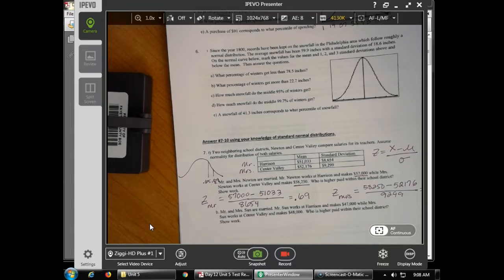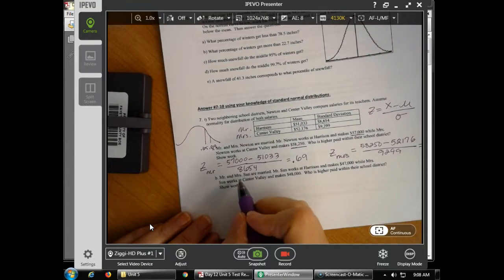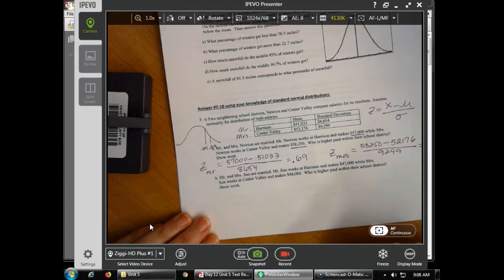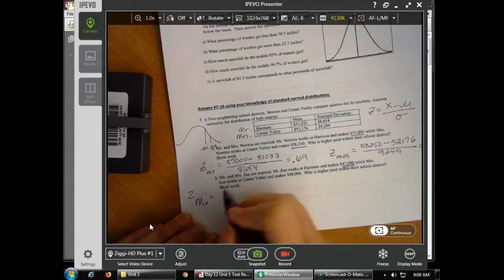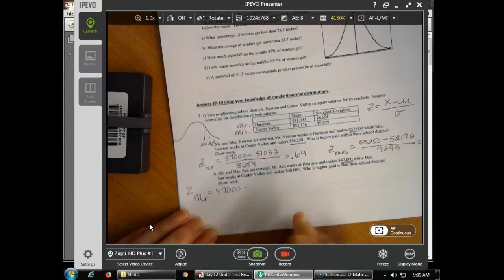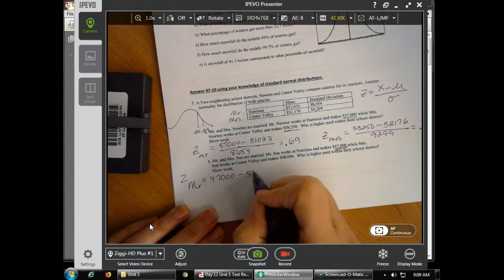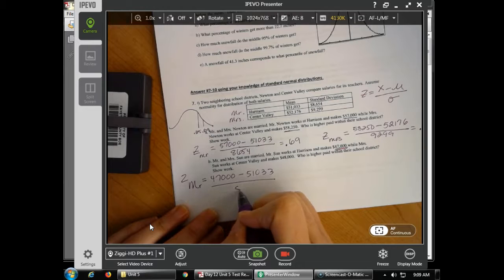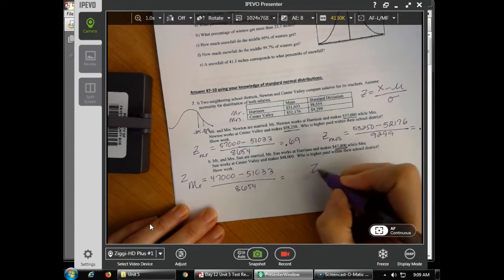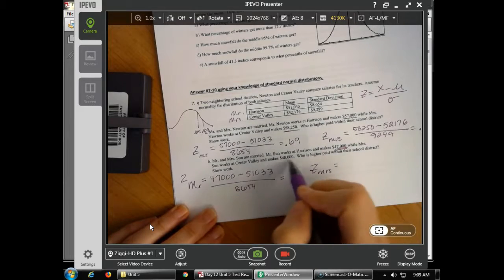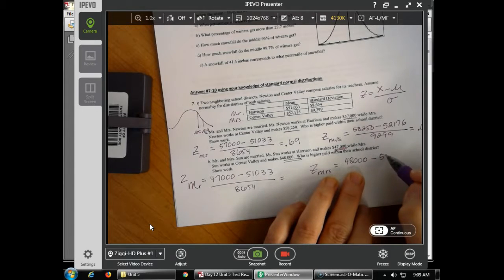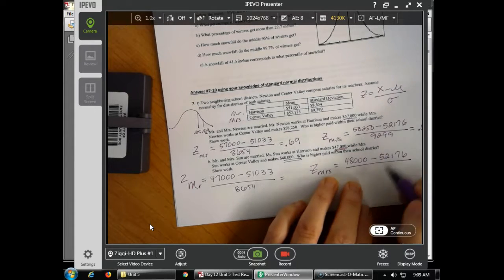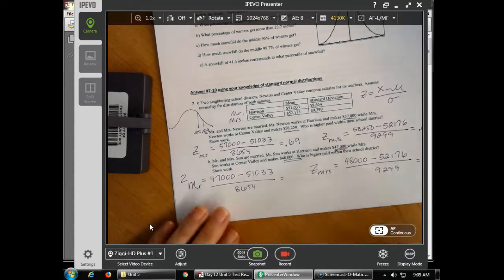Well, we'll just do the Z's down here. Okay, so we have Mr. and Mrs. Sun. Mr. Sun also works in Harrison. So his Z is going to be 47,000 minus, again, he works in Harrison. Okay, so you need to do that one, and then let's do the same thing for Mrs. Sun. She makes 48,000. And again, 52,176 is the mean. Okay, so y'all tell me what you get for those.